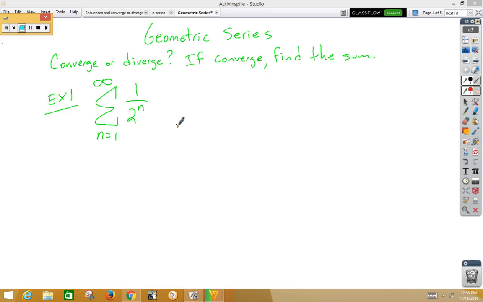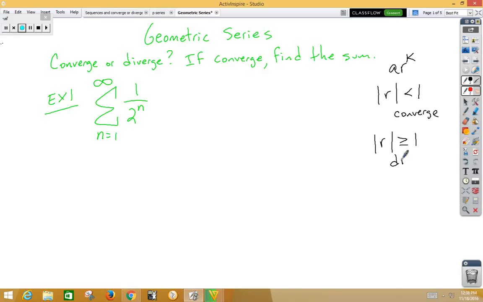In this video, we're going to take a look at several examples of geometric series. Remember, from Algebra 2, a geometric series is in the form of a(r) to the k. Remember that if the absolute value of r is less than 1, then the series will converge. And if the absolute value of r is greater than or equal to 1, the series will diverge. So, very important information there.